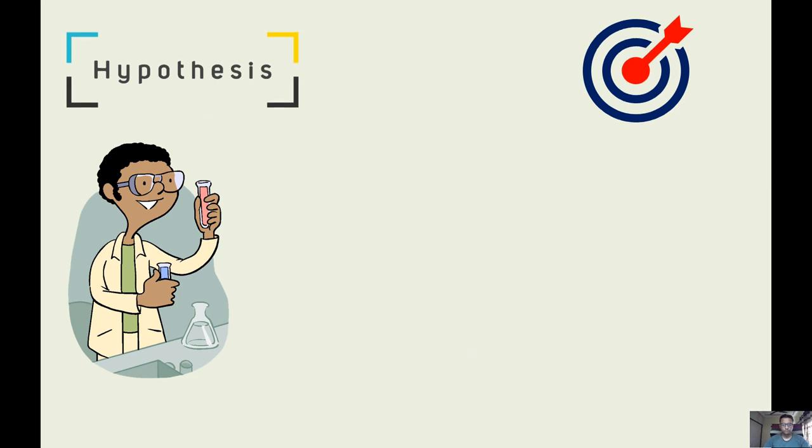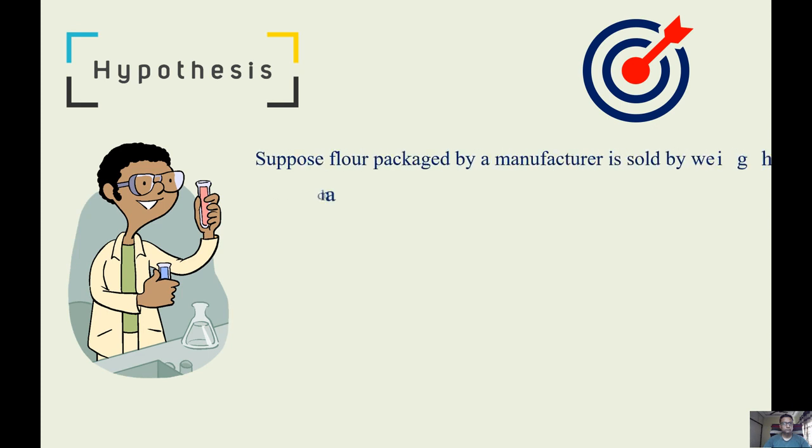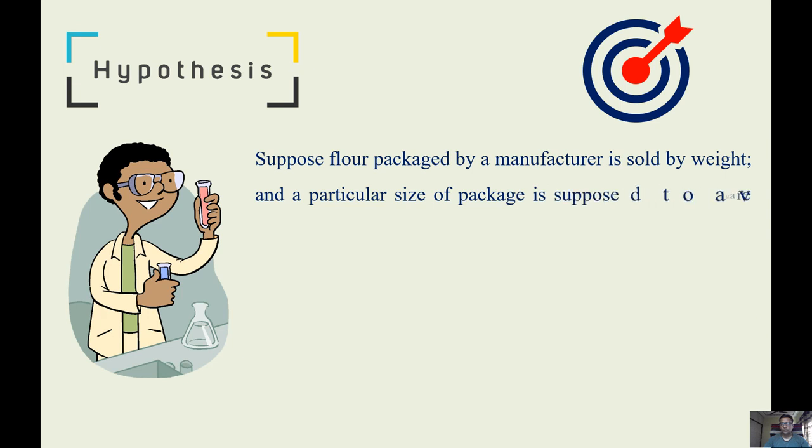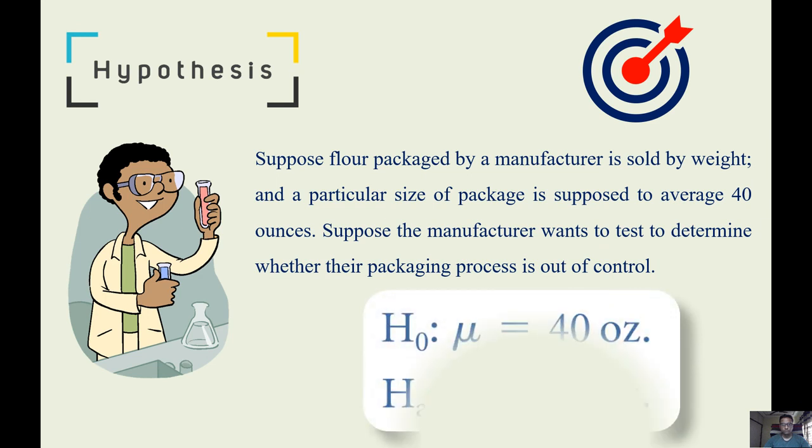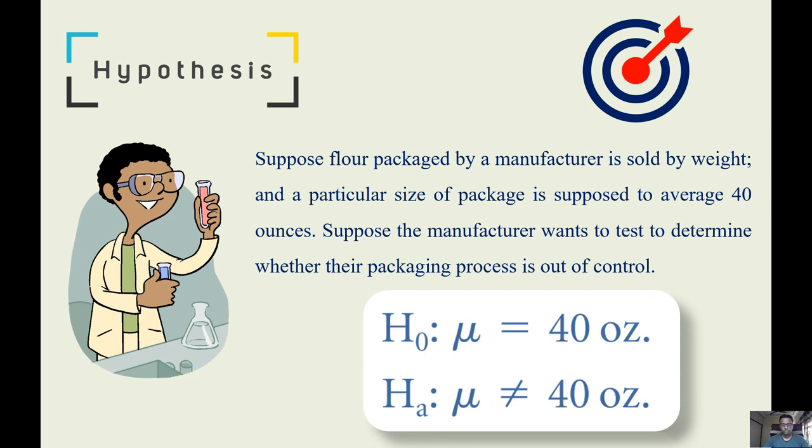Let's take a look at examples. Suppose flour packaged by a manufacturer is sold by weight, and a particular size of the package is supposed to average 40 ounces. Suppose the manufacturer wants to test to determine whether their packaging process is out of control. In this case, the null hypothesis and alternative hypothesis can be written as H0: μ = 40 ounces and HA: μ ≠ 40 ounces.